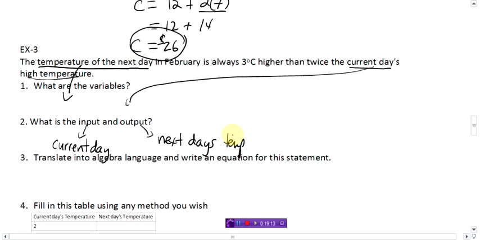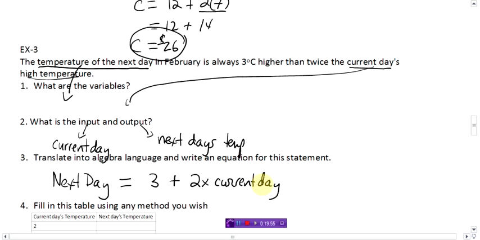Okay, let's translate this little thing into algebra language. The temperature of the next day in February is... I don't want to write all that stuff out. Let's just write next day. So the temperature of the following day, the next day, is equal to ("is" always means equals) 3 degrees higher, which means plus, twice the current day. Twice means 2 times. 2 times the current day.